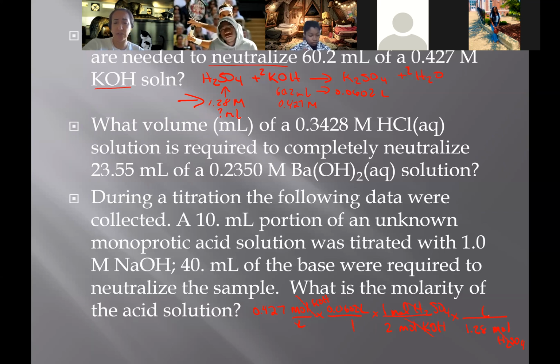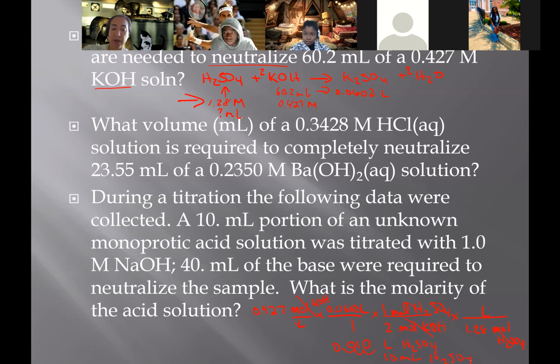Can somebody actually give me an answer? What is 0.427 times 0.0602 divided by those two numbers at the bottom? I got 0.010 liters of H2SO4. So that's in liters, right? So we would just convert it: 1, 2, 3. That means you have 10 milliliters of H2SO4.